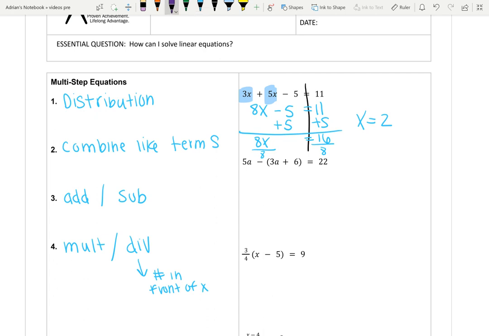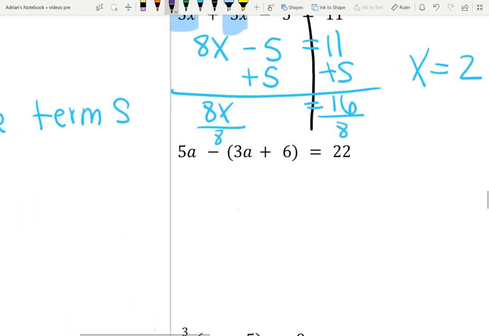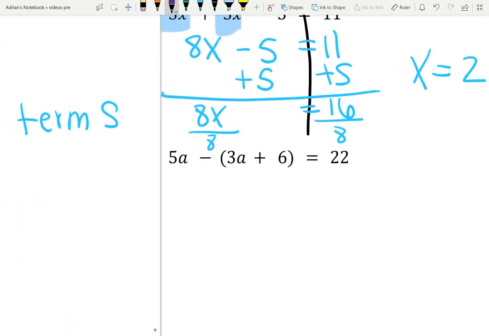Okay, on my next one, I do have some distribution. So I'm going to zoom in here. There, right here, is like an invisible -1. So whenever you see a minus sign like this, remember that's like a -1 here. So this does have to go over to the 3a and to the 6. So that gives me 5a, and then -1 times 3 would give me -3a, and then minus 6 equals 22.